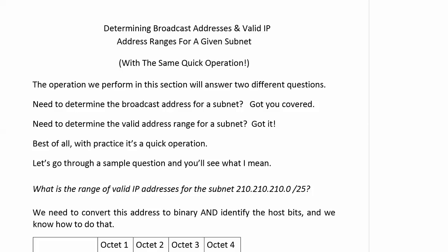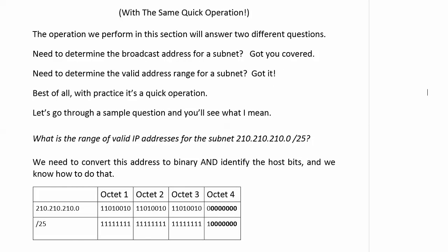We know how to calculate the number of valid hosts on a subnet, but obviously if we're going to assign them to hosts, we better know exactly which addresses they are. So whether you need the valid address range, the broadcast address for a subnet, or both, we've got it here with one quick operation. And here's a sample question, you'll see what I mean.